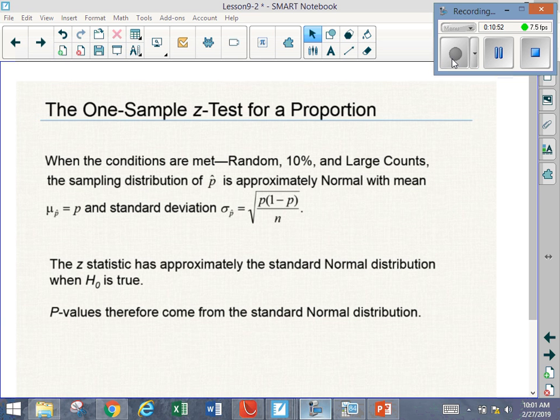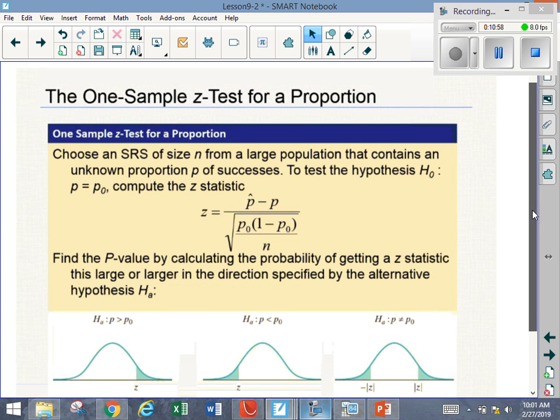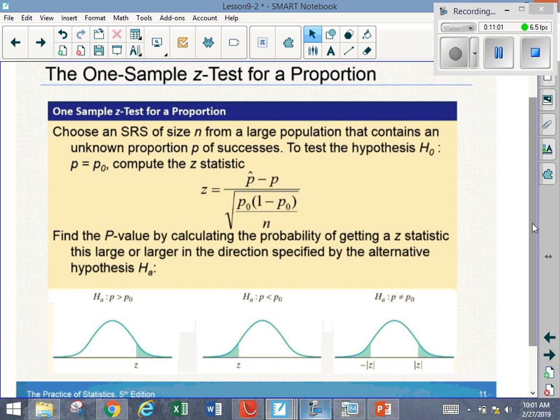This is the formula that you'll use when you're dealing with a proportion, a one-sample z-test for a proportion. So we will get a test statistic, and then from that test statistic we will be able to get a probability, or a p-value.